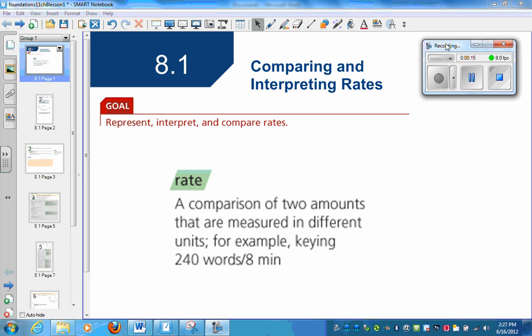And so you'll be used to rates in the grocery store. It could be like $3 a kilogram for a fruit or vegetable. You might also be used to this in gas, so many kilometers per liter or liters per kilometer, something like that. Okay, so rates are all around us, but what we're going to do now is we're going to compare and interpret rates.